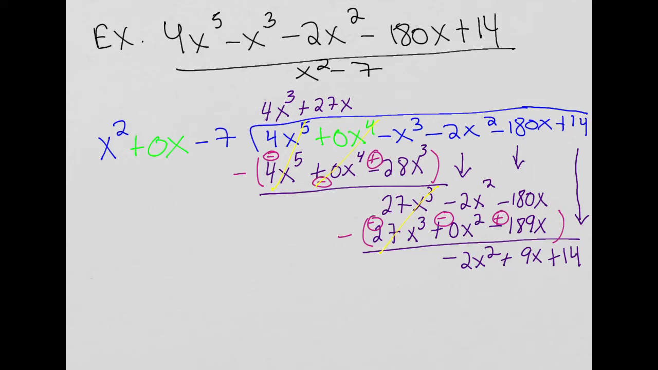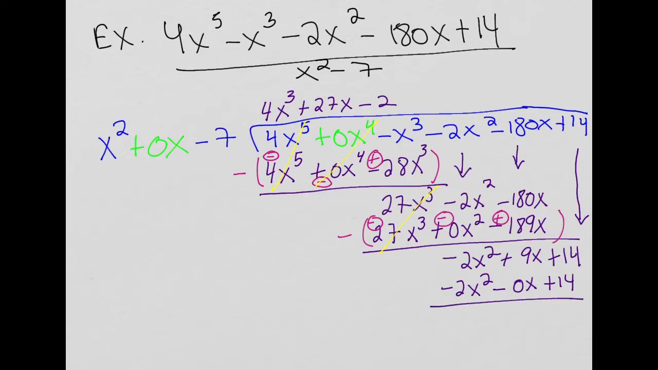And we ask ourselves the same question again. What do I multiply x squared by? So I have negative 2x squared. And that's going to be by negative 2. And then we multiply negative 2 times the x squared. Gives me negative 2x squared. Negative 2 times 0, we can put as a placeholder as negative 0x. Again, it's a placeholder, it's just going to get canceled. And then negative 2 times negative 7 is going to give me positive 14.